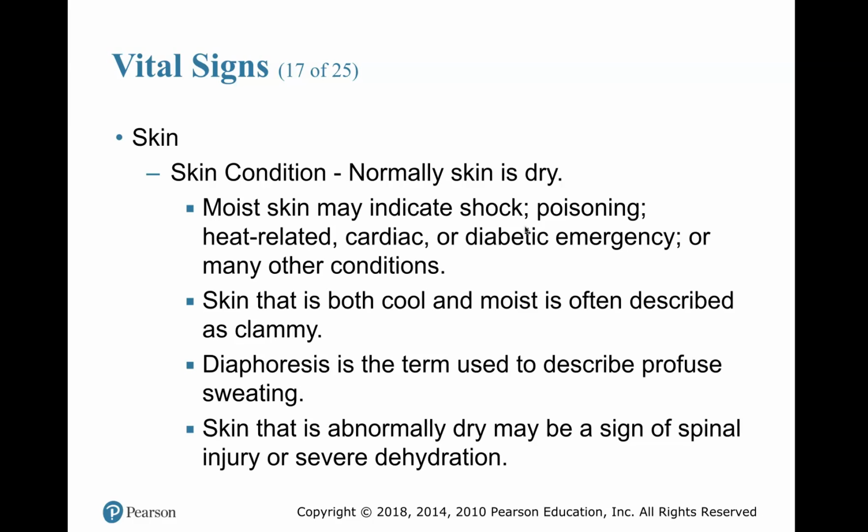Normally, skin is dry. So moist skin may indicate shock, poisoning, heat-related, cardiac or diabetic emergency, or many other conditions. Skin that is both cool and moist is often described as clammy. Diaphoresis is the term used to describe profuse sweating. Skin that is abnormally dry may be a sign of spinal injury or severe dehydration.